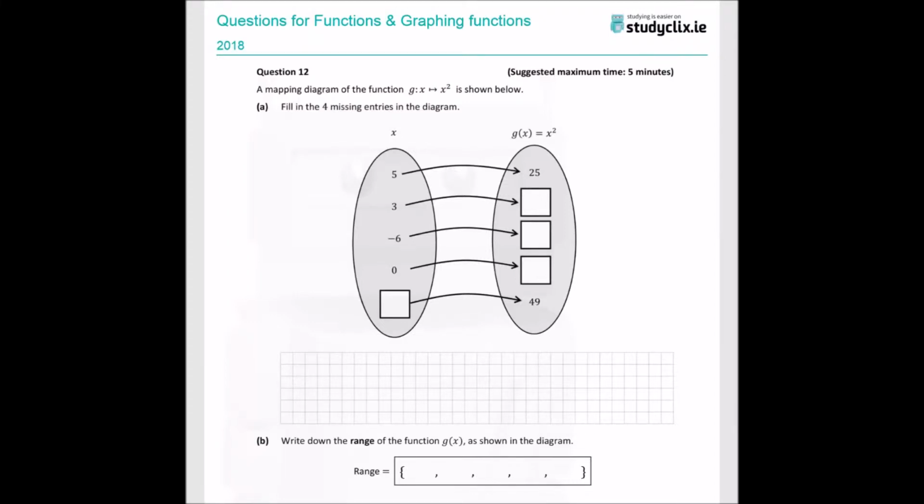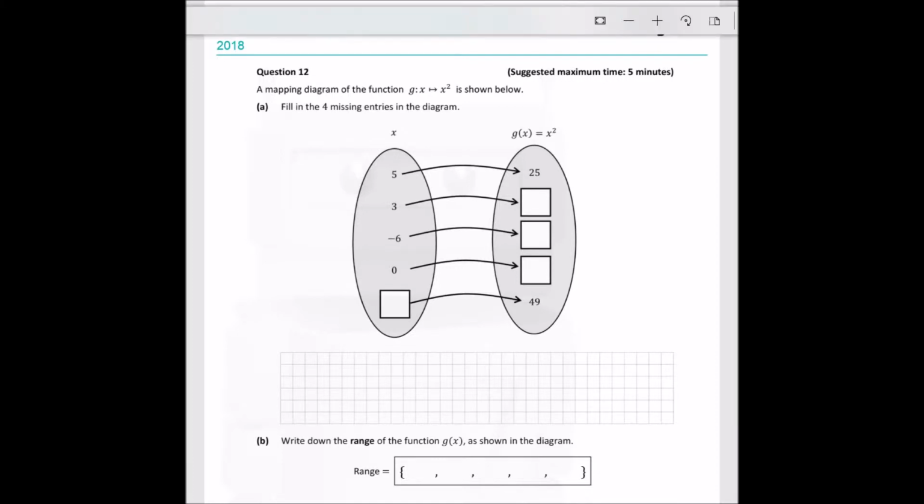Okay, in this video I'm going to go through a few questions taken from the ordinary level Junior Cert with regard to functions. First question says, fill in 4 missing entries in the diagram, and here is our function. Very simple one, x squared. Any number we put in, we just square and we get back out our other number.